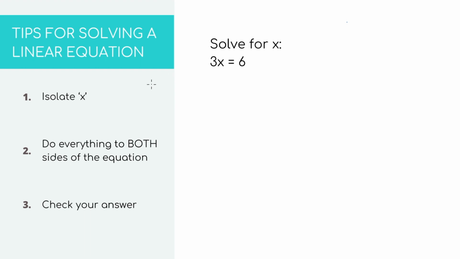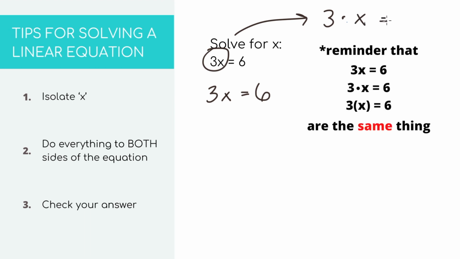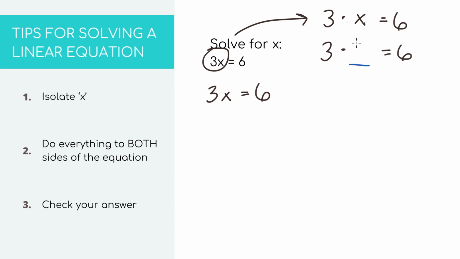Multiplication is a little different, but it's not too bad. Here we have 3x equals 6. And when you see 3x, it actually means 3 times x. Which also means that it's 3 multiplied by some unknown number that we have to figure out.